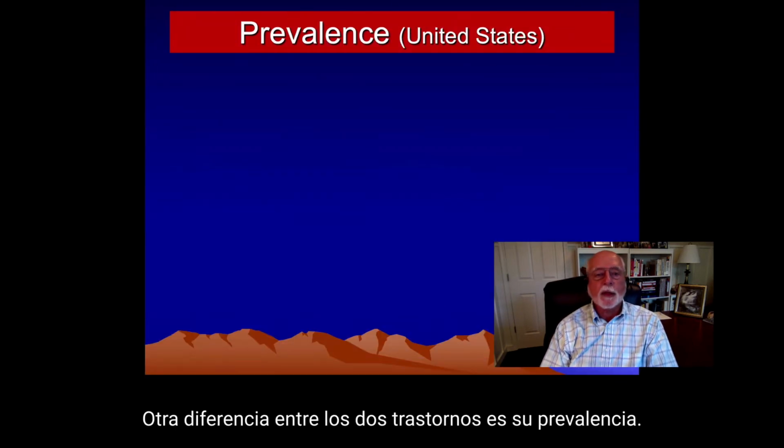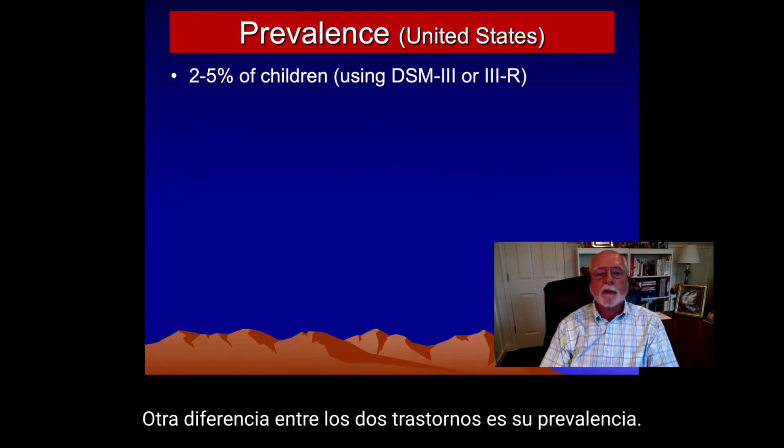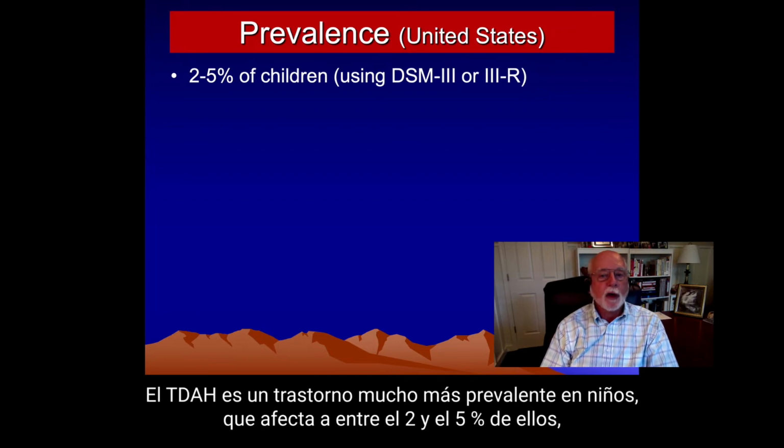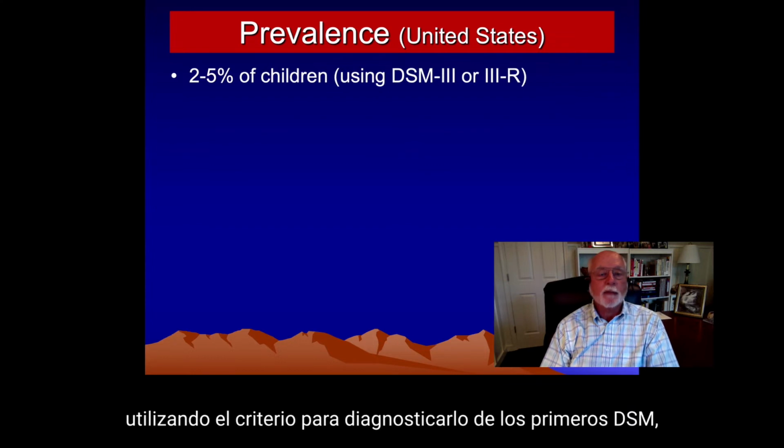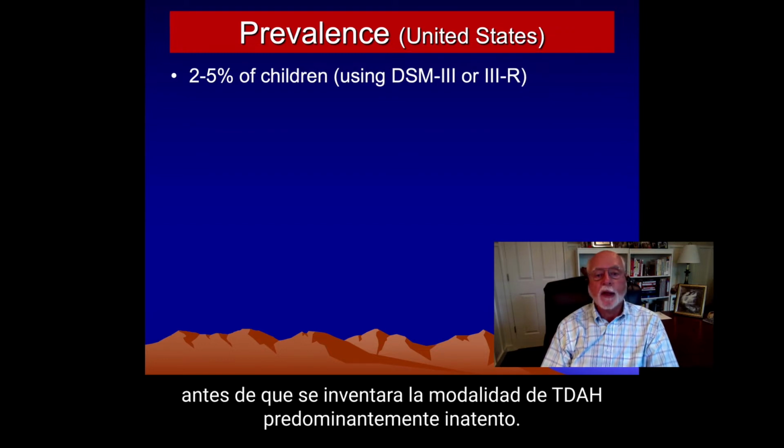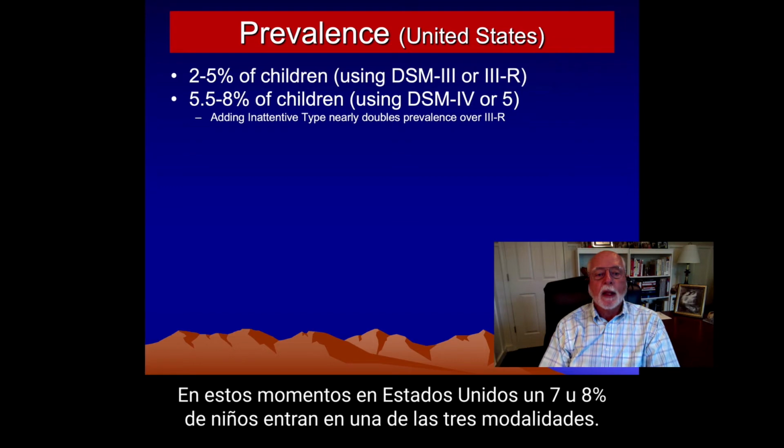Another difference between the two disorders is their prevalence. ADHD is a far more prevalent disorder in children, being about 2 to 5% if we go back and use the earlier DSM criteria for ADHD before we invented inattentive ADHD presentation, and has risen up to about 7 to 8% of children in the United States now qualifying for one of those three presentations.